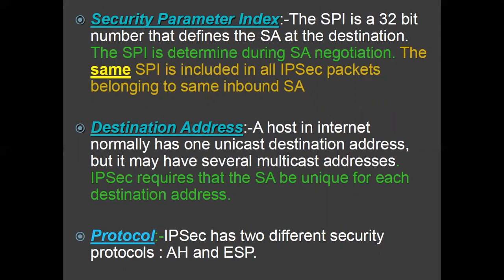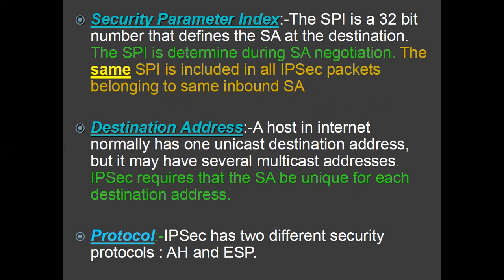As we'll see later on in further videos, the SPI, that is the security parameter index, is determined using the security association negotiation. The same security parameter index is included in all IPsec packets which belong to the same inbound security association. The second index is the destination address of the host. We need to remember here that a host on the internet normally has one unicast destination address, but it may have several multicast addresses. So IPsec requires that security associations be unique for each destination address.